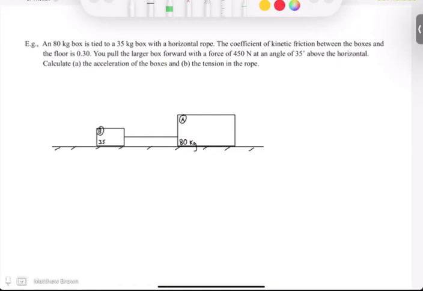They are tied together. And box A is being pulled with a force of 450 newtons. Oh, I suppose if I was drawing it, I could draw it from the center, but I'll just leave it here. This is my applied force. My angle is.